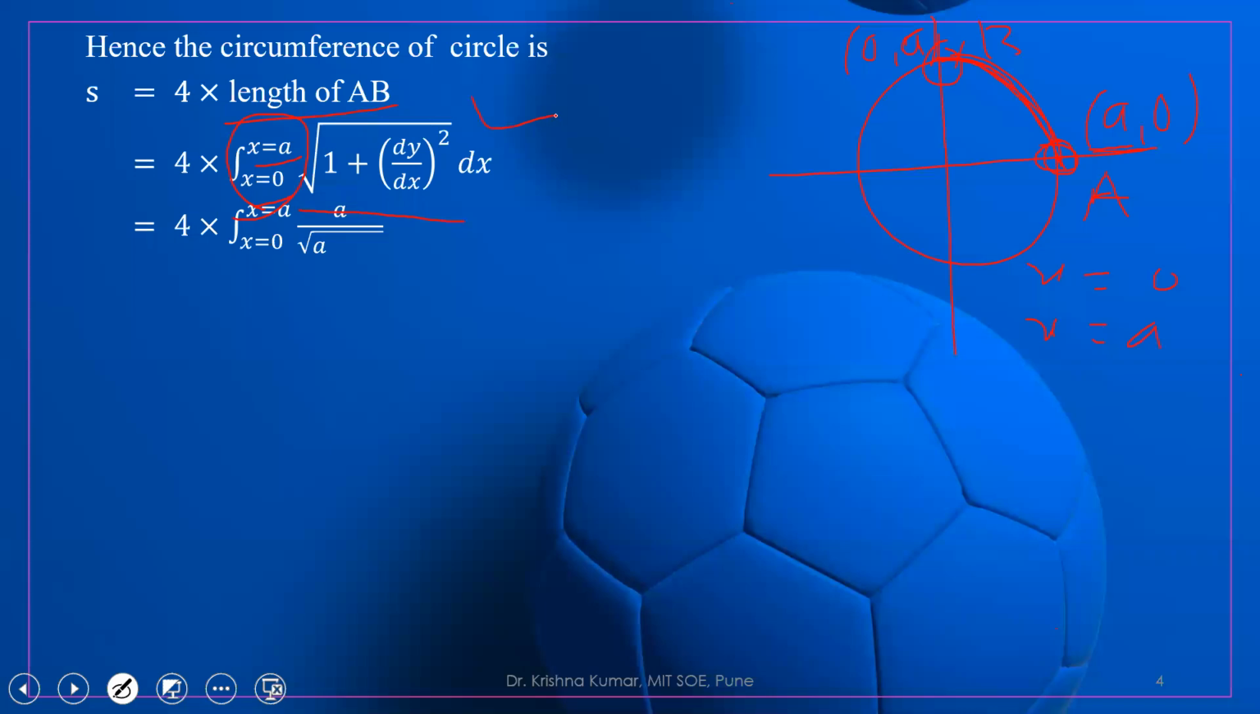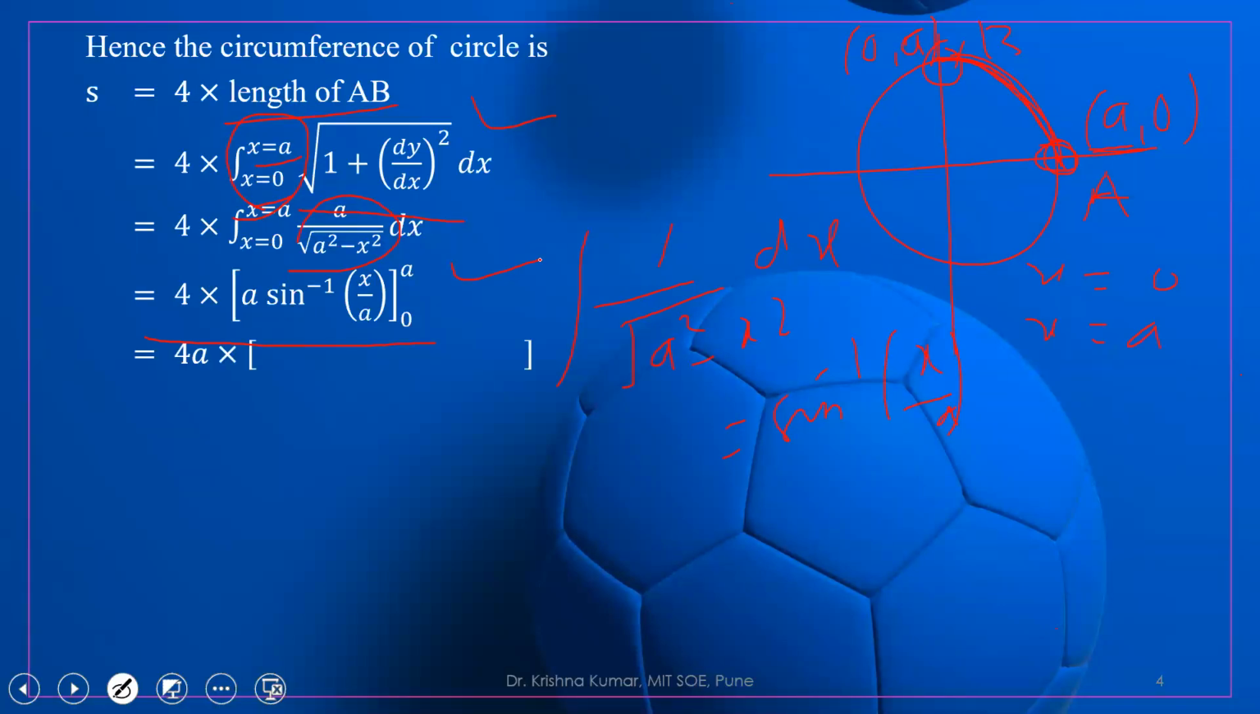We have already calculated this. It is a upon root over a square minus x square. So if we take its integration, we know that it is 4 times a sine inverse of x by a, because the integration of 1 upon root over a square minus x square is nothing but sine inverse of x by a. So we are getting this formula: 4 times a into sine inverse of x by a under the limit 0 to a.